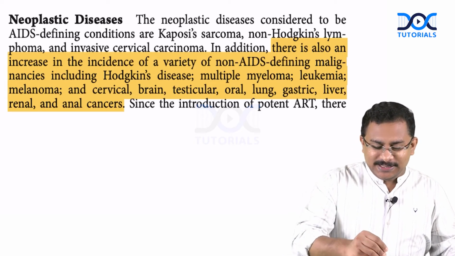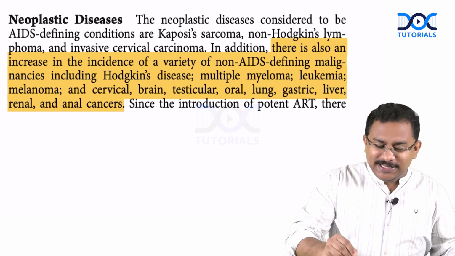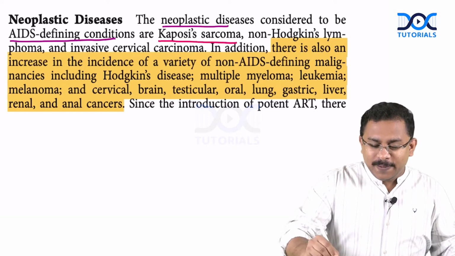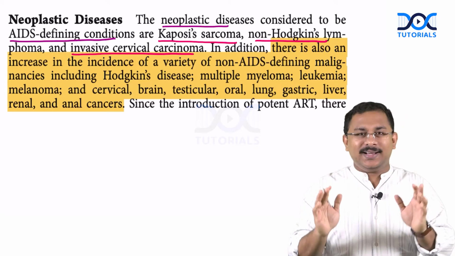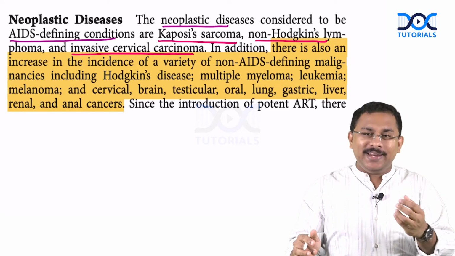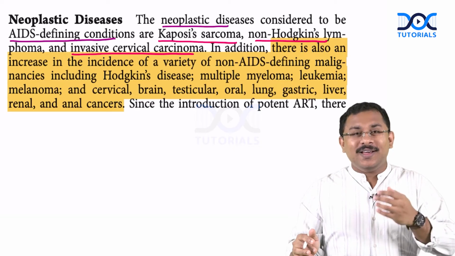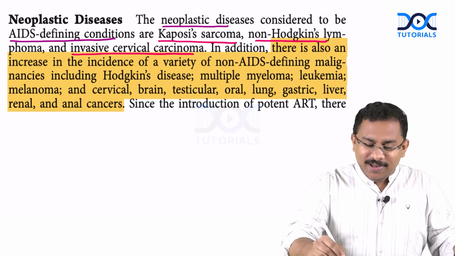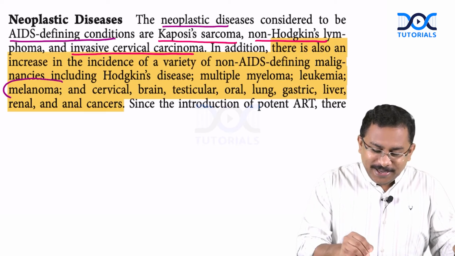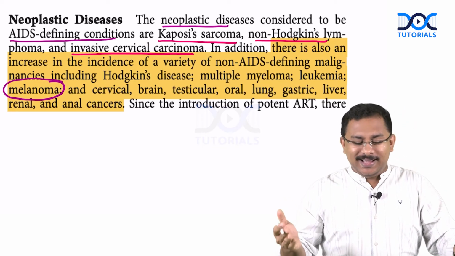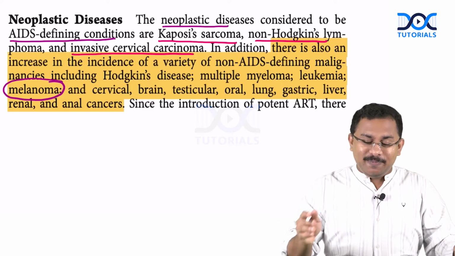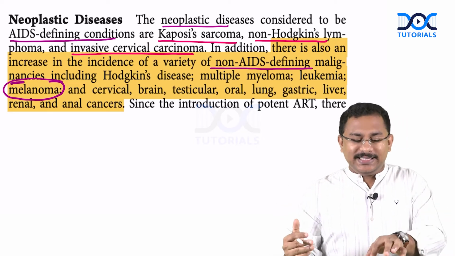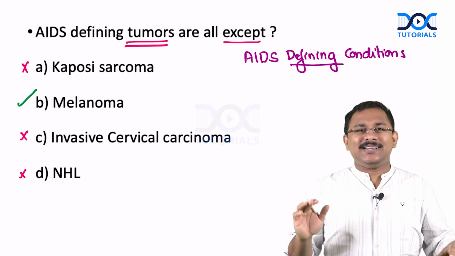You see here, this is a screenshot from Harrison. The neoplastic diseases which are considered to be AIDS defining conditions are Kaposi sarcoma, non-Hodgkin's lymphoma and invasive cervical carcinoma. In addition, there is also an increase in the incidence of a variety of non-AIDS defining malignancies, including Hodgkin's disease, multiple myeloma, leukemia, melanoma and cervical, brain, testicular, oral, lung, gastric, liver, renal and anal cancers. But remember, they are non-AIDS defining malignancies. Still, there is an increased incidence. So the answer to this question is going to be melanoma.